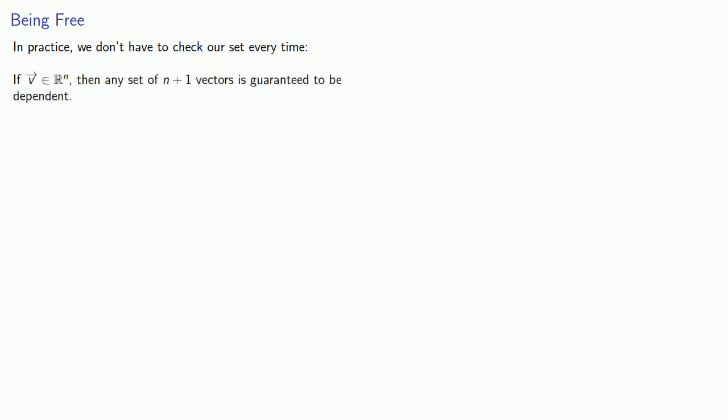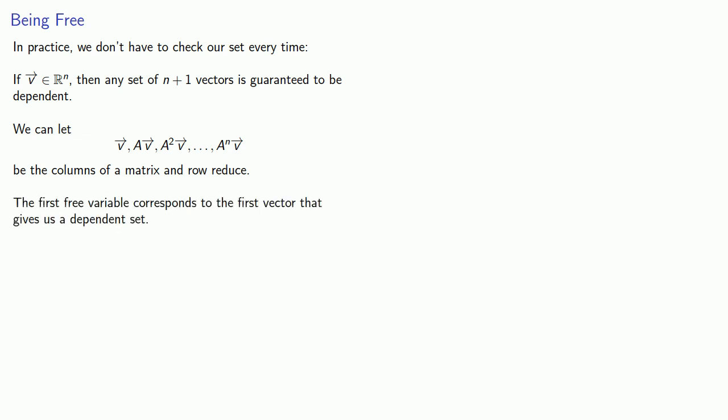Now, there are some efficiencies we can have here. In practice, we don't have to check our set every time. If v is in R^n, then any set of n plus 1 vectors is guaranteed to be dependent. And so we can just form our set v, Av, A squared v, and so on be the columns of a matrix and row reduce, and the first free variables correspond to the first vector that gives us a dependent set.